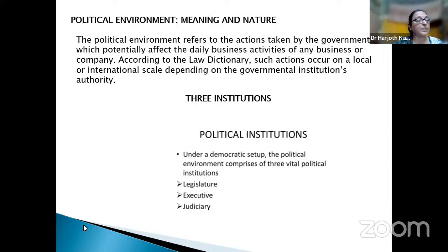It settles the disputes between employers and employees, disputes between employer and employer, disputes between employers and the public. Okay, so these are the three institutions.